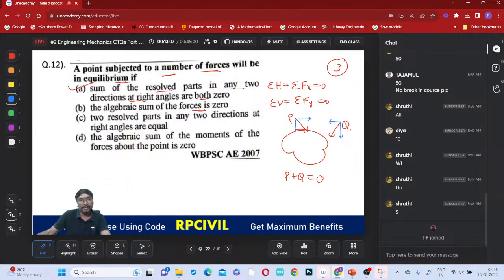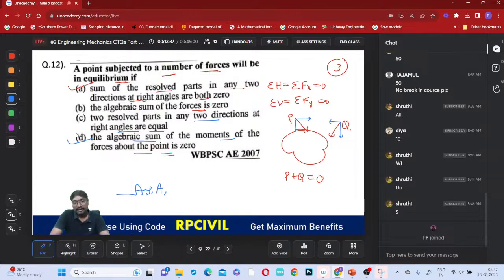So two resolved parts in any two directions at right angles are equal. Are they equal? They need not be equal. The algebraic sum of the moments of these forces about this point is 0, right? This is also correct. So which options are correct? Option A is correct, but can we say option D is correct here? Or can option D not be correct, everyone?